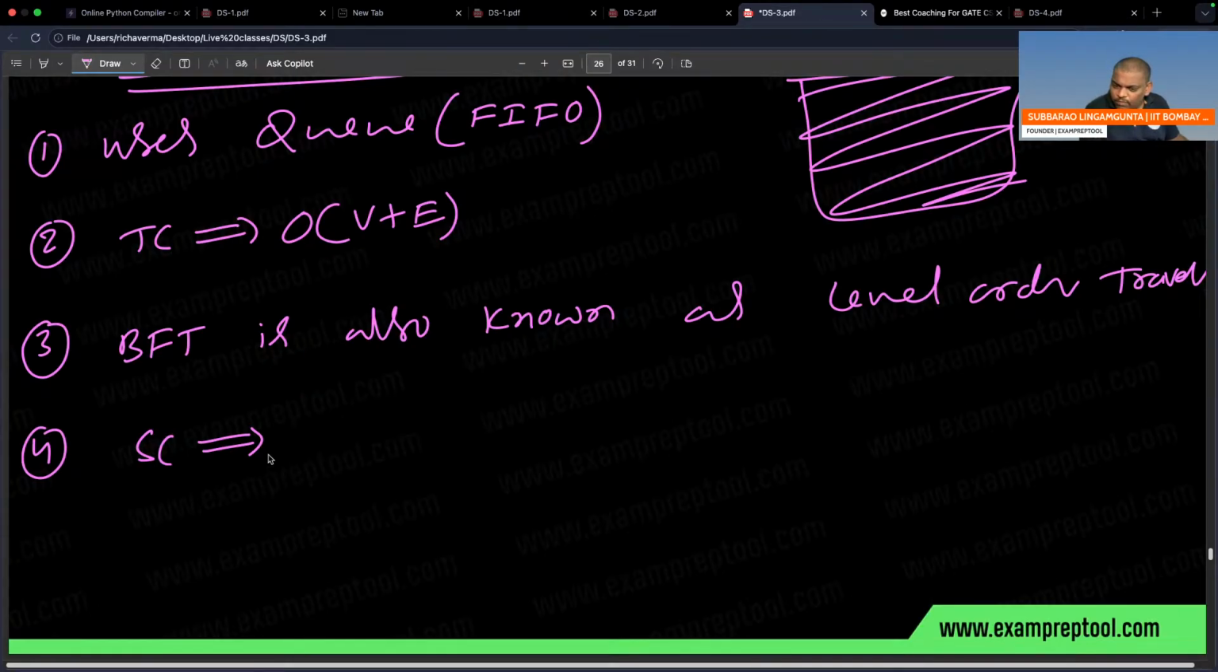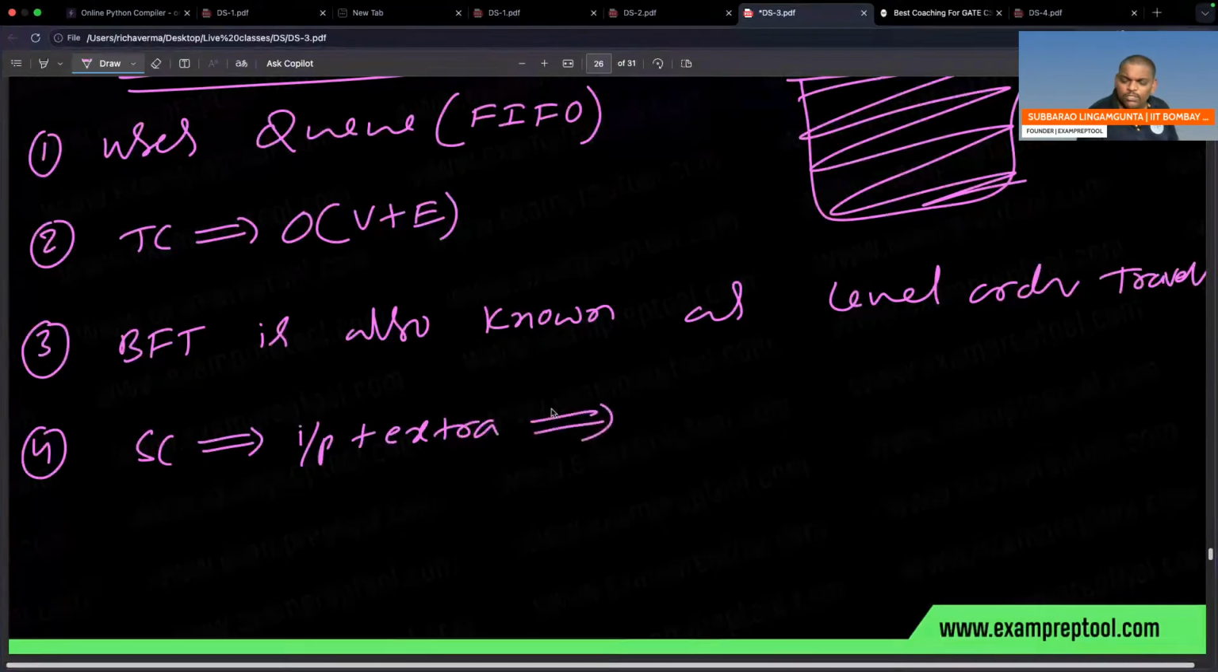First of all, what is the meaning of space complexity? Space complexity means extra space. How much extra space you are taking? Otherwise you can write this also: space complexity is input plus extra. So input purpose, you are taking V plus E. Total graph you have to take.